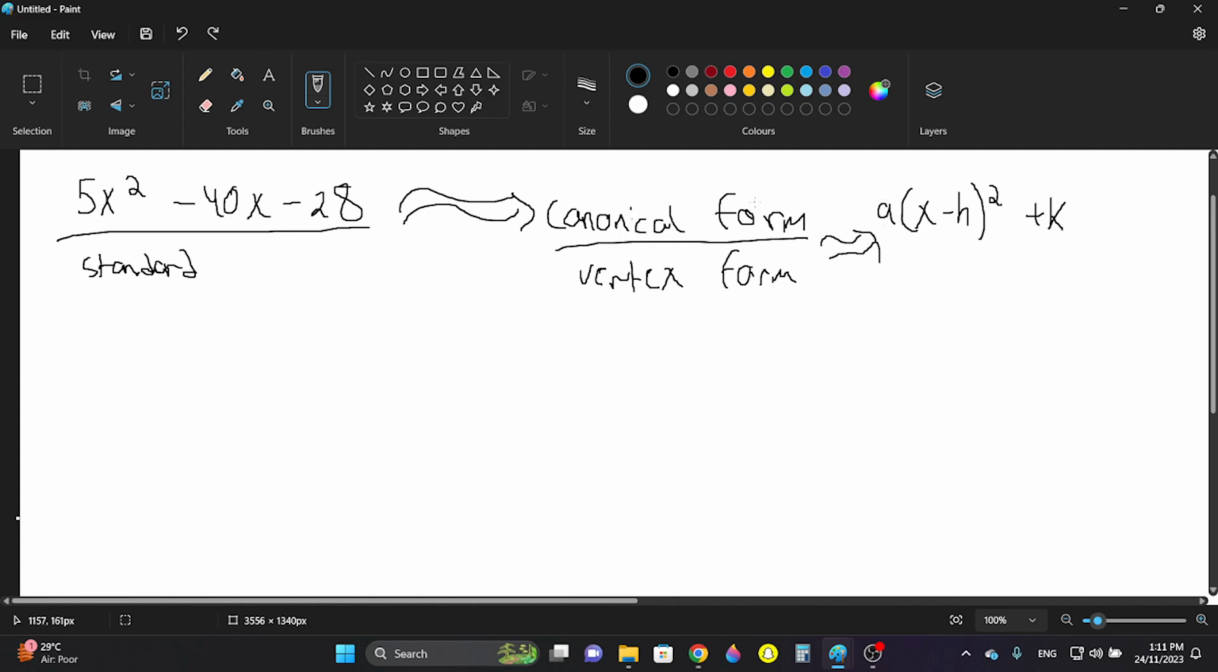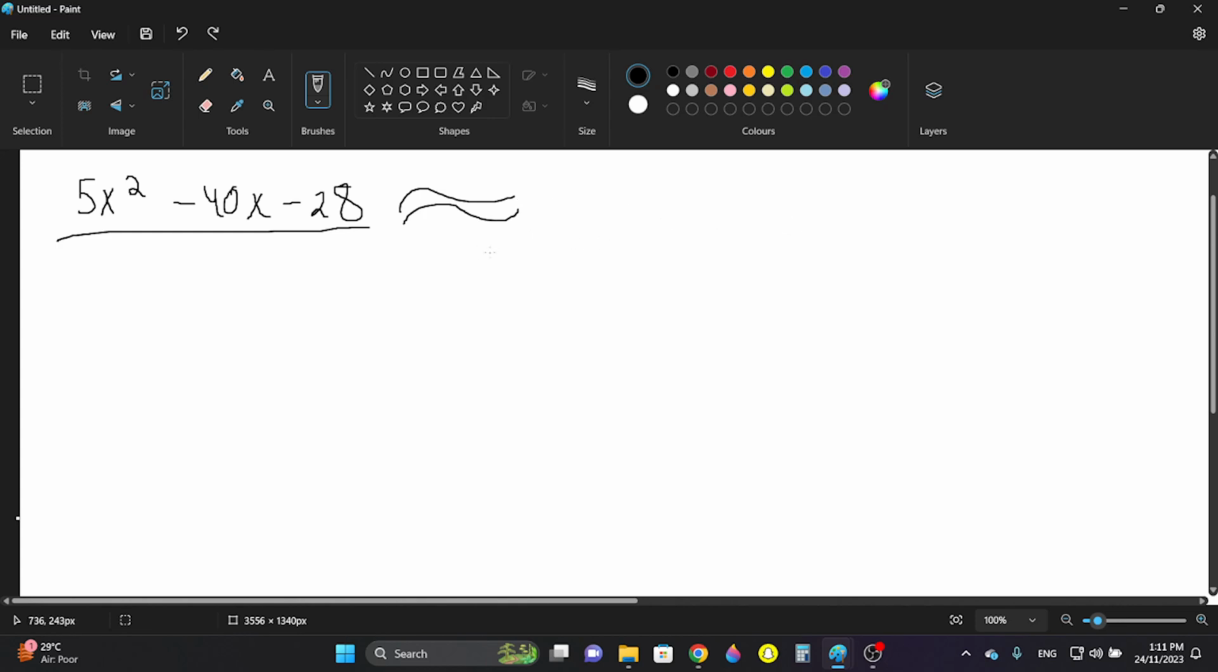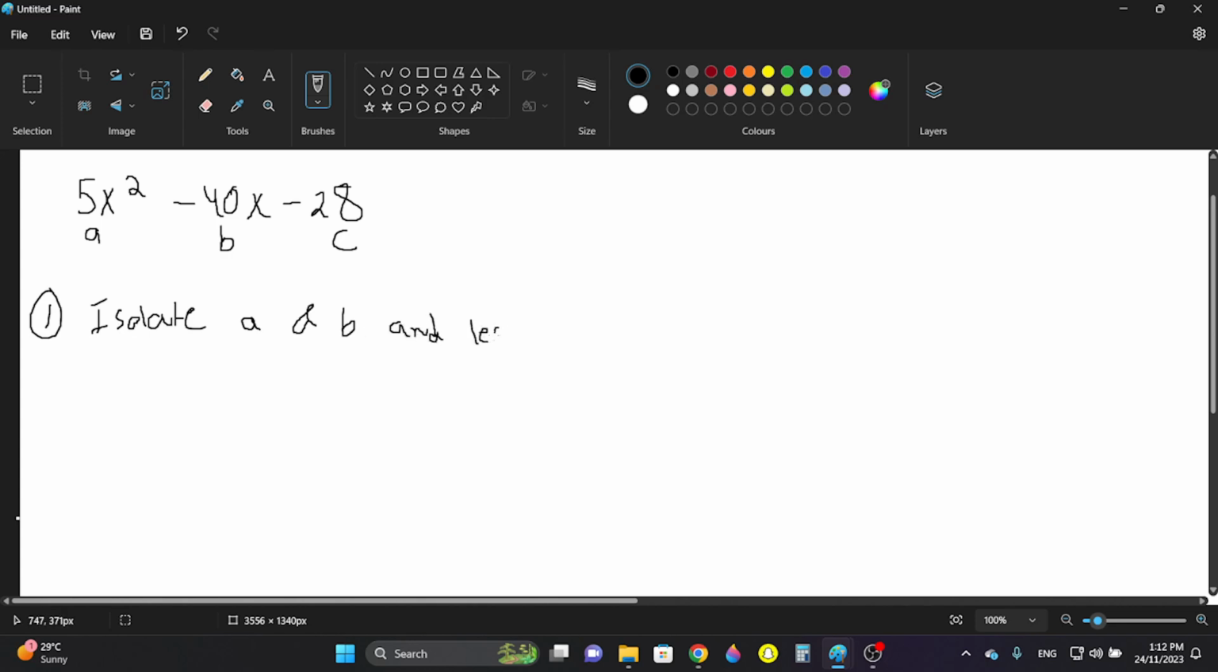To do this, we have a few steps you have to follow. Okay, I will walk through them one by one. So the first thing is, let's call this A, let's call this B, and let's call this C. The first thing you're going to have to do is isolate A and B, and leave C alone. Okay, what do I mean?